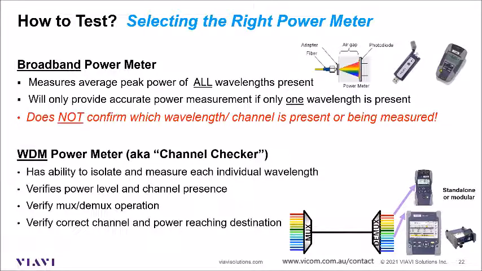So it's important that we keep this in mind, because it can give us different results, and we might be thinking that we're measuring one thing when in fact it's different. So there are power meters which are specific to these types of networks. We have a few flavors of them. We call them channel checkers.